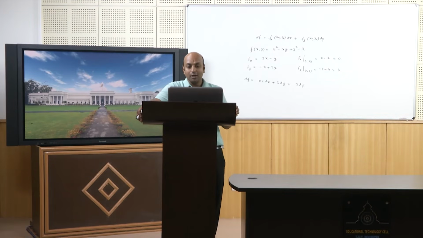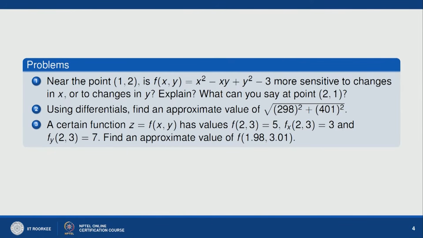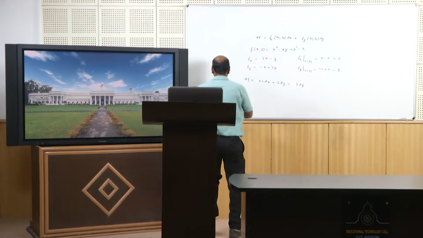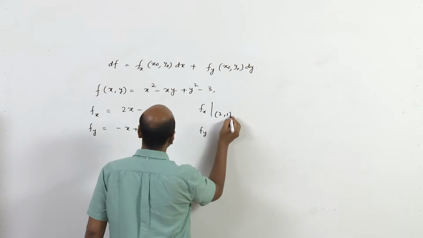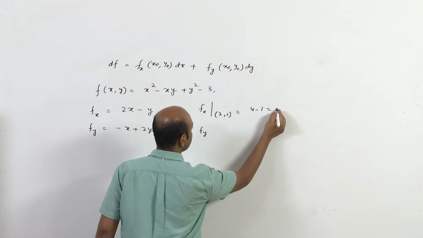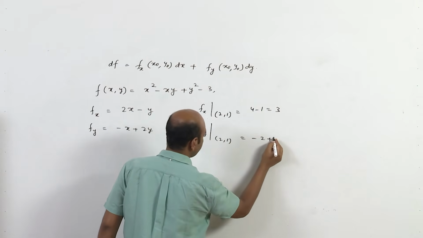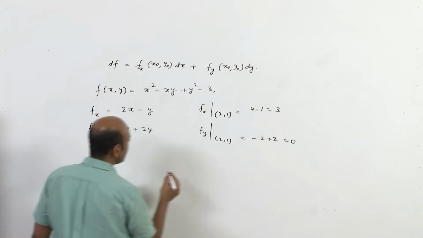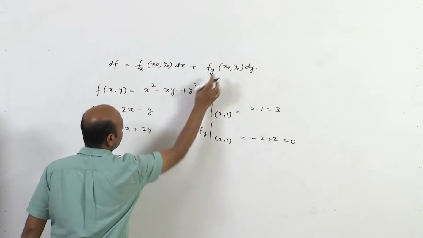Now, we can check the same sensitivity at a point, say 2 comma 1. So, how can we check that? Now, at 2 comma 1 we have to find out. At 2 comma 1, fx is equal to 4 minus 1, which is 3, and fy at 2 comma 1 is minus 2 plus 2, which is 0. So, what will be df? df will be simply 3 dx because the other term is 0.